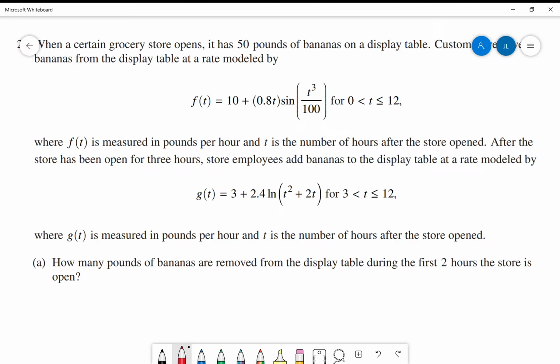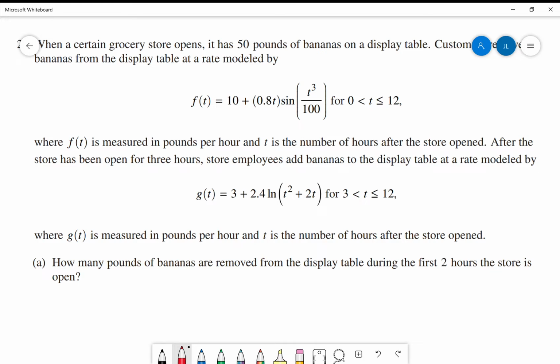Hello, folks. Let's walk through question number 2 on the calculator portion of the AP Calculus free response from 2017. As I'm reading the question, I will be underlining and circling some key information that we're going to use in parts A, B, C, and D. And I highly recommend that you do the same when you're taking the free response.